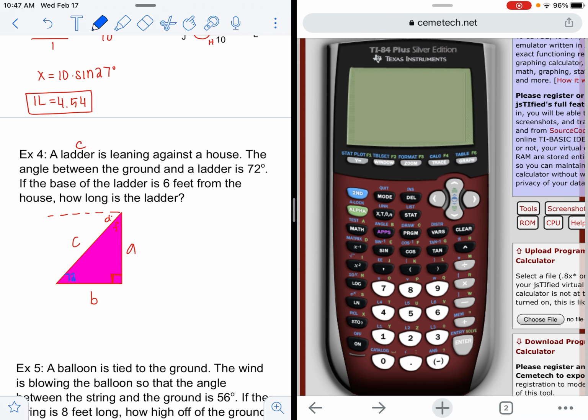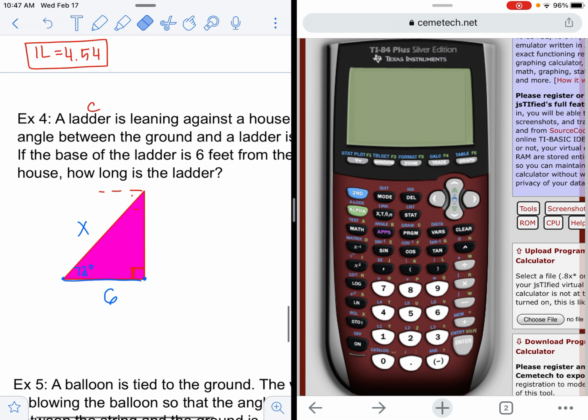So I'm going to erase that angle E right there. I need to get a different color other than red because you can't see it with all this pink. And I'm going to put this as 72 degrees, that angle. If the base of the ladder, so the bottom of the ladder, is 6 feet from the house, I can erase this B and put a 6 there. Let's find how long the ladder is. So remember, this is the ladder right here, so that's going to be my X. Okay, so I can erase this A, F, D. I don't need it at all. Oh, my triangle I did need, though. So I need to solve for X.